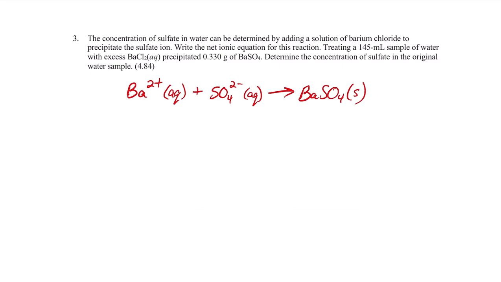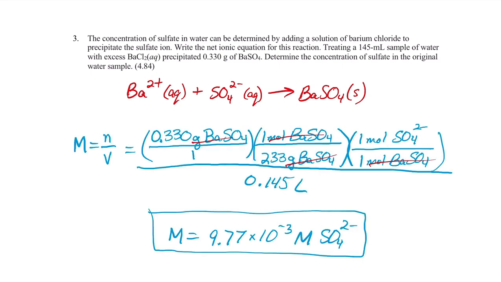So first we begin with the net ionic equation. The barium ion will react with the sulfate ion in the water to create barium sulfate, which is a solid. We use the number of moles of sulfate per liter of solution. So we need to find the number of moles of sulfate. We can begin with the mass of barium sulfate that precipitated out. That's 0.330 grams. And we're going to convert this to moles of sulfate ion. So I need the molar mass, 1 mole of barium sulfate over 233 grams of barium sulfate. And now this is in moles of barium sulfate.